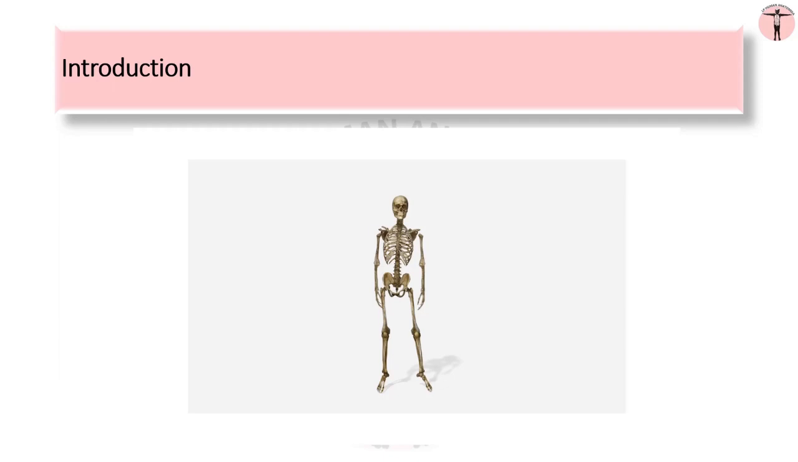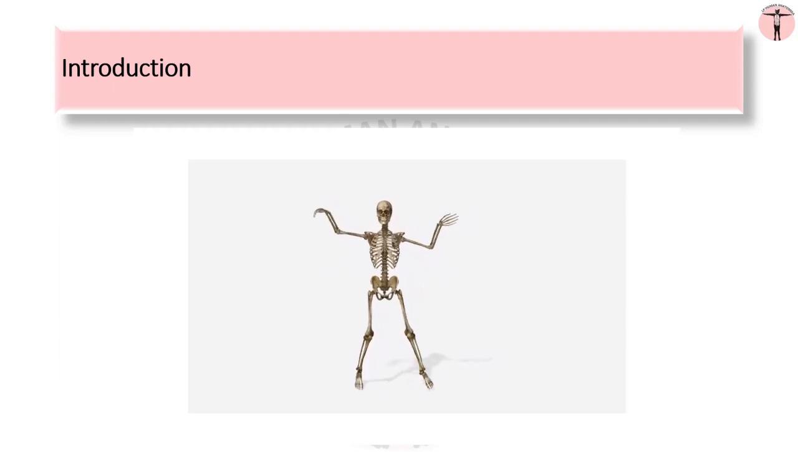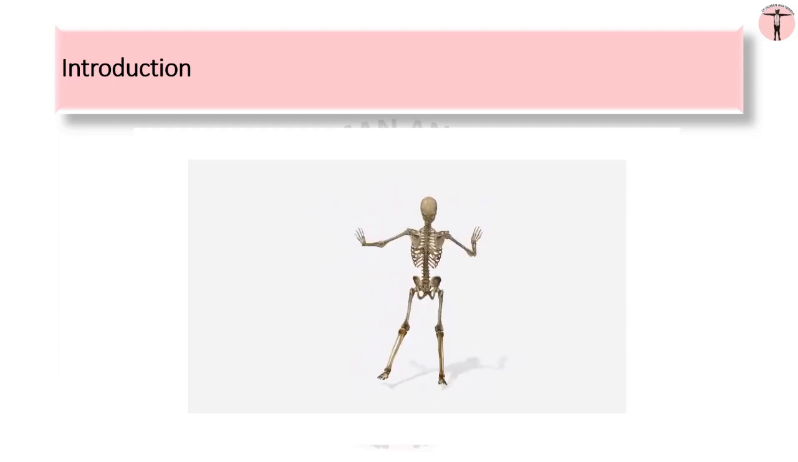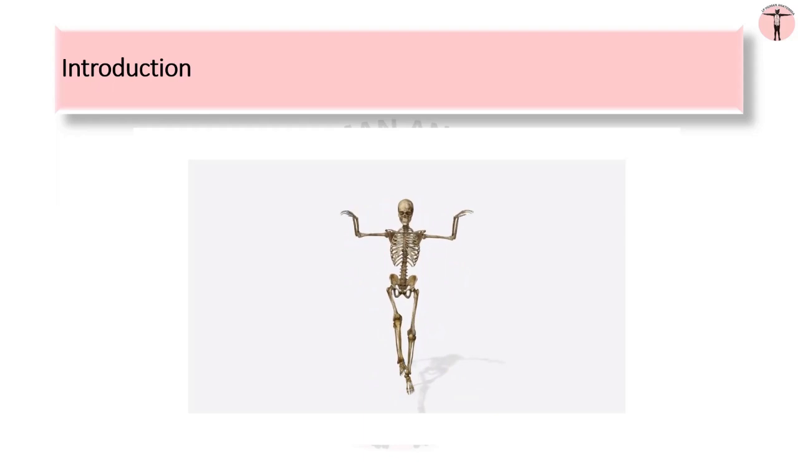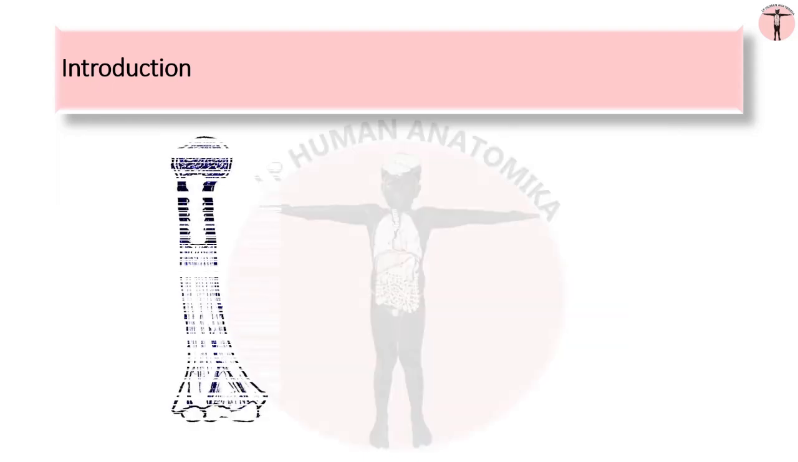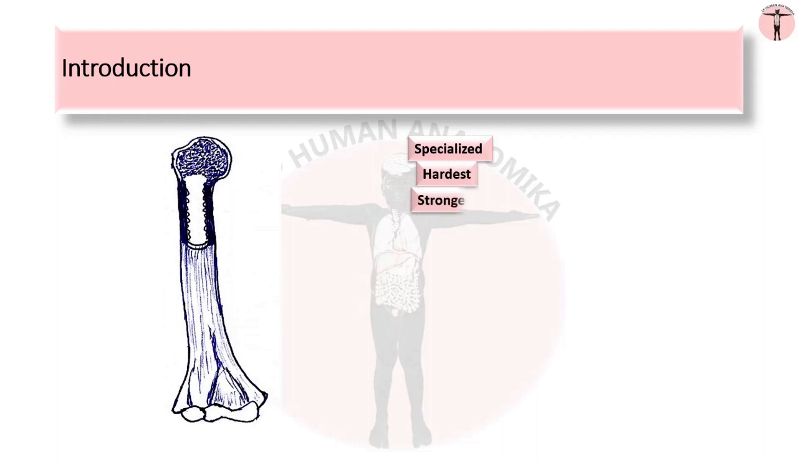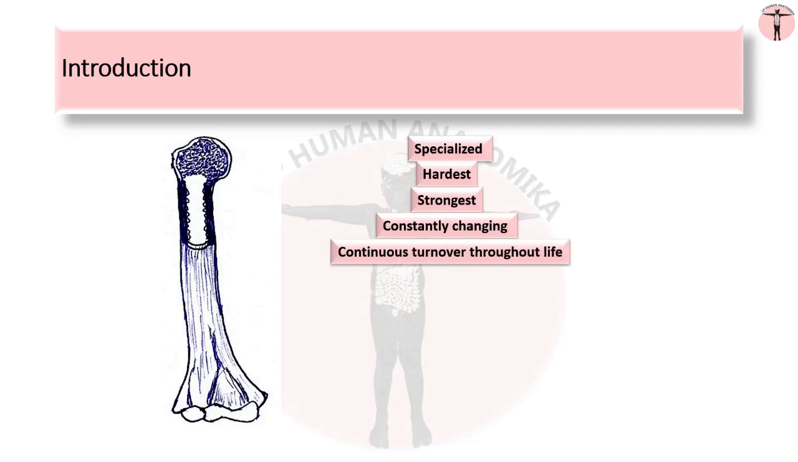Skeletal system includes bones and cartilages. It forms the main supporting framework of the body and is primarily designed for a more effective production of movements by the attached muscles. The bones are specialized, hardest, strongest, constantly changing connective tissue and undergoing continuous turnover throughout life.